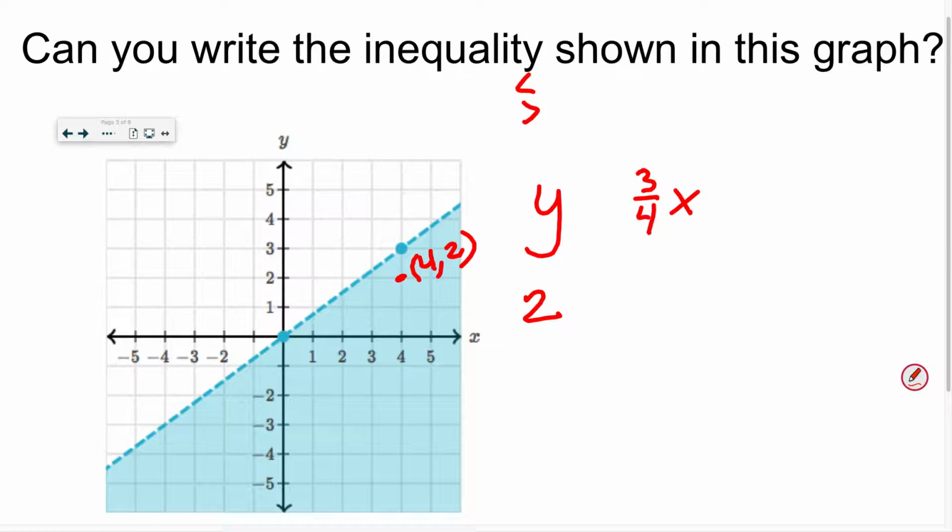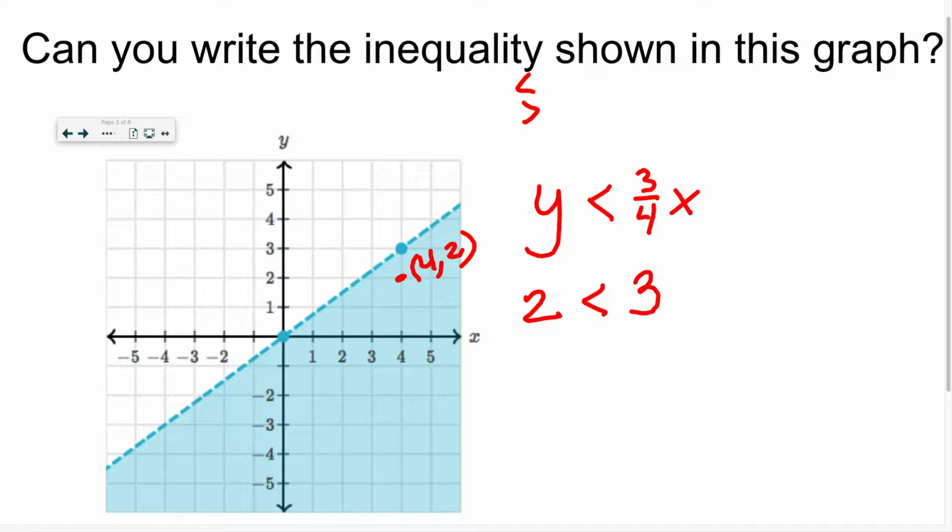Okay, so now which one of those symbols can we put in here to make it true? We want it to be true because it's in our shaded area. We know it's a solution. So we have 2 is less than 3 or 2 is greater than 3? 2 is less than 3. That's why we had these when it was in the shaded area. Now we know that's the symbol we're going to use.